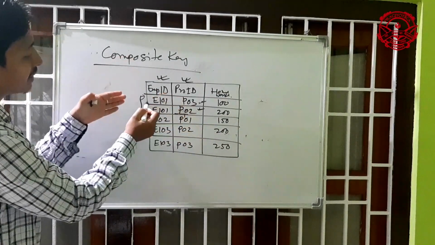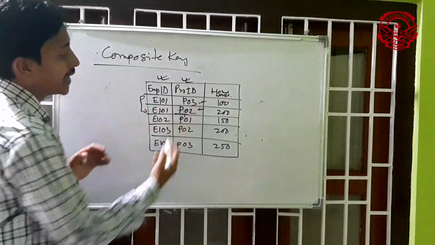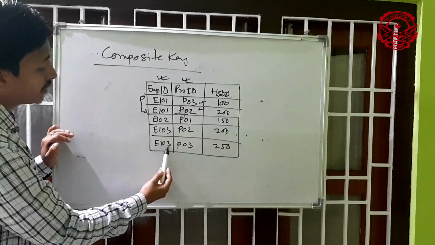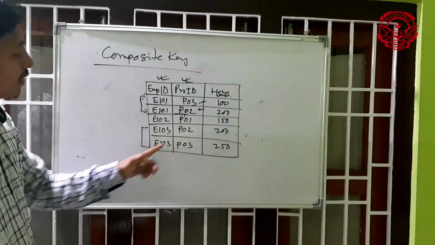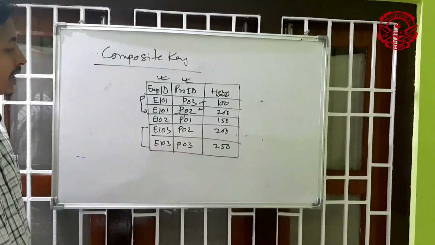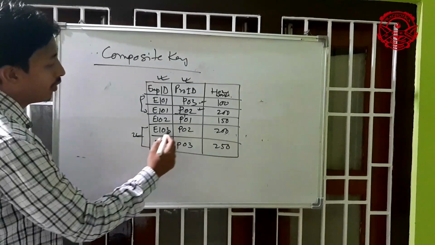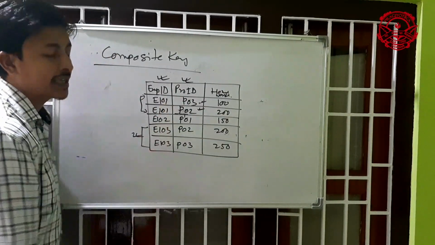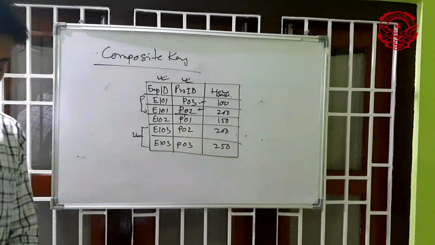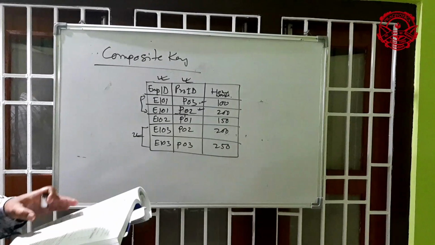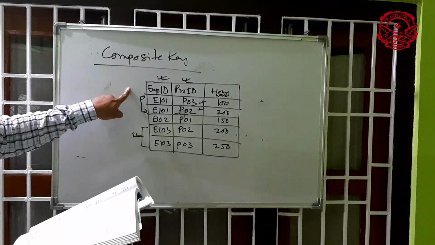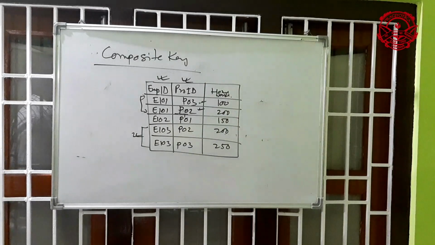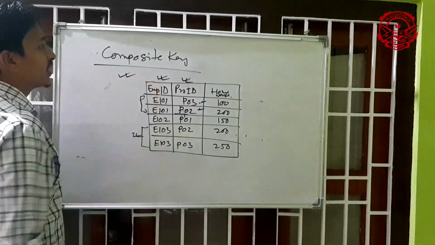These two are the same employee, but they work in different projects. So you can see E103 and E103 again, P02 and P03. This employee is also working on two projects, but their employee ID is the same. It means the primary key that is made up of more than one attribute is called the composite key. Okay, understand? This is called the composite key.